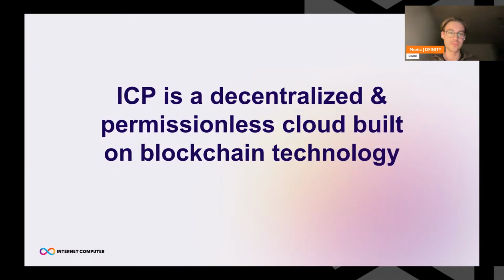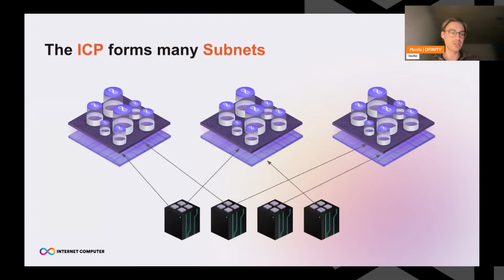So let's dive in. For those of you that are not aware yet, the Internet Computer is a decentralized and permissionless cloud built on blockchain technology. And I want to start with a quick topology overview. What you see here is basically a simplified version of what the Internet Computer tech stack or protocol stack looks like. At the bottom, those black cubes are data centers, and they are distributed around the globe. And within those data centers, so-called node providers run nodes. Those are the gray boxes that you see.